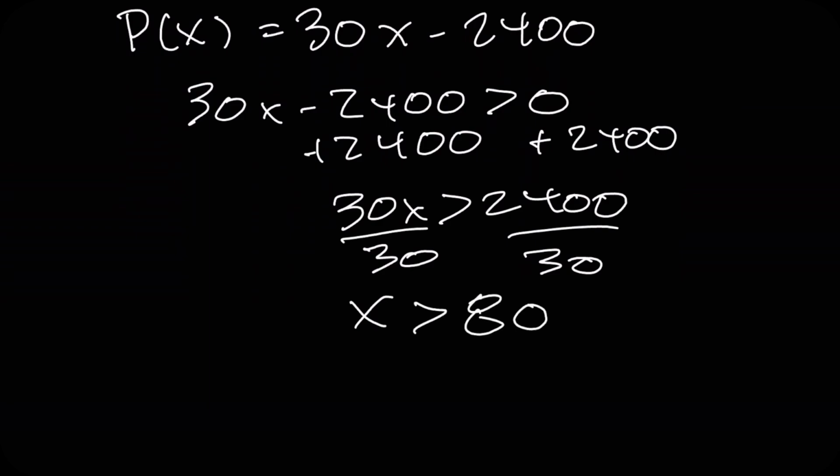So if x has to be greater than 80, where x is represented by our number of items, our x has to be equal to 81 items in order to sell at a profit.